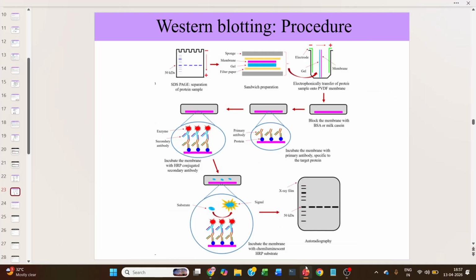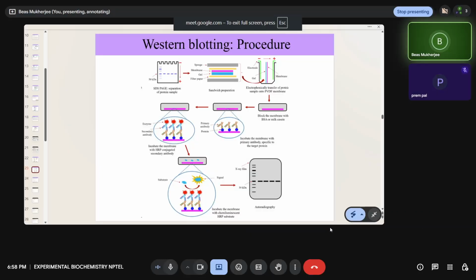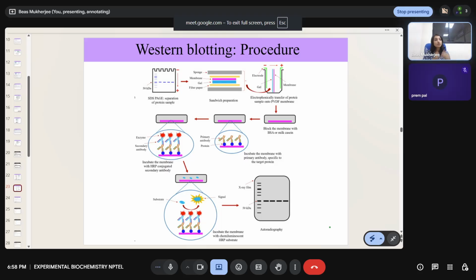Now, the next one is Western blotting. So let's see what happens in Western blotting. Okay. So in Western blotting, you run an SDS page. Until then, all the sample preparation, everything is exactly as you do for SDS page. So you run the SDS page, you take the gel, you don't stain it. You take it and then you go for the blotting. So what is that? Filter paper, gel, membrane, filter paper. And electrodes are there, so current is passing and the transfer happens. So basically blotting onto the PVDF membrane is happening.